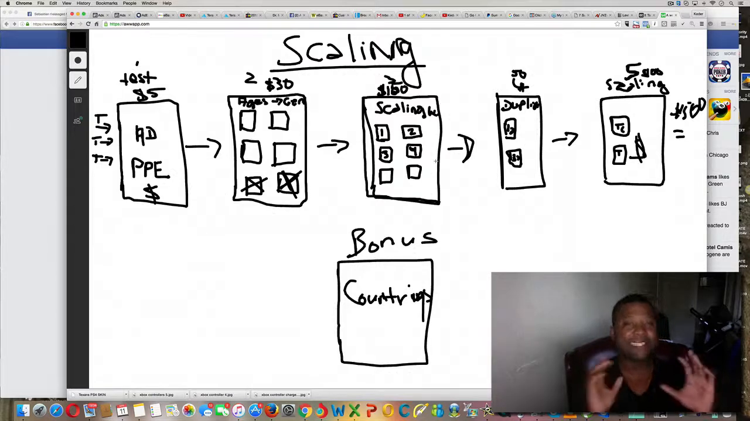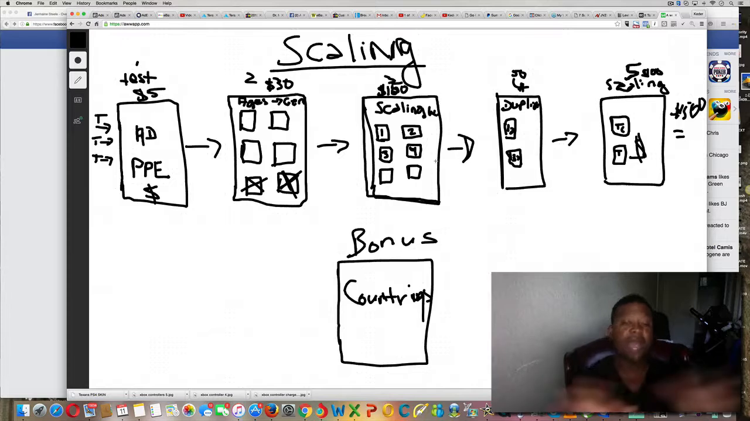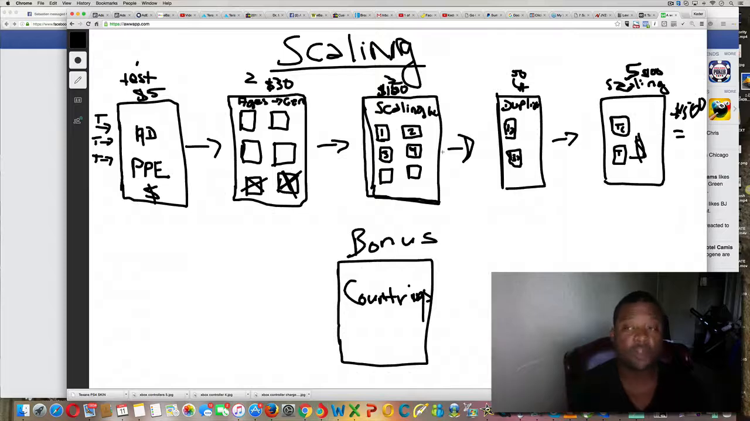Now tell me that wasn't powerful, right? So I give you scaling on a plate, so you should know how to scale. This is how I use it to scale. I mean, you might have other things that are working for you. That's awesome. That's cool.